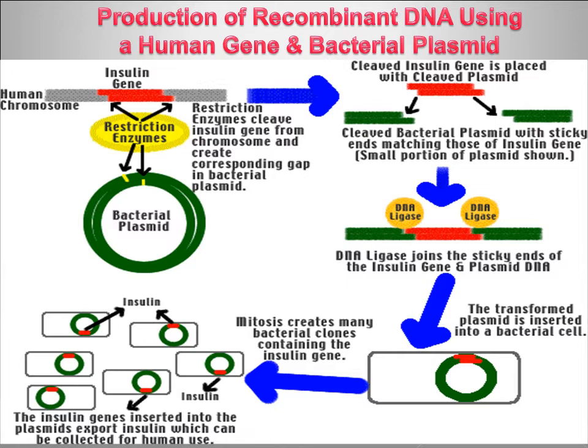Further, you can see here so many insulin genes are there. The insulin genes inserted into the plasmids express insulin which can be collected for human use. So this example gives us an idea how we are producing insulin from the human gene and utilizing another organism, that is bacteria, for production of our insulin.